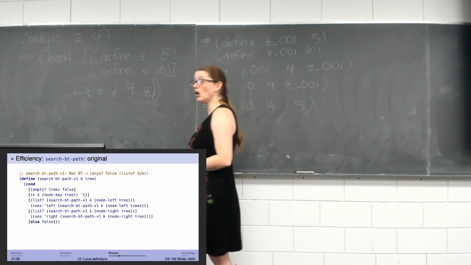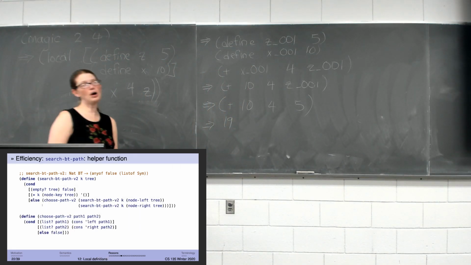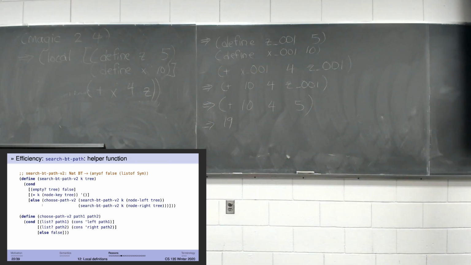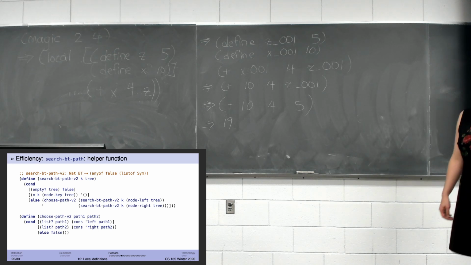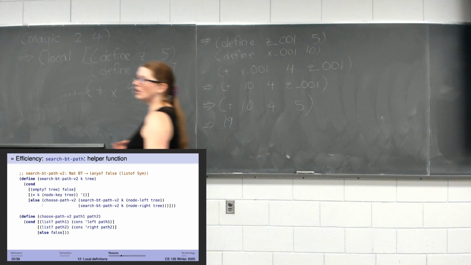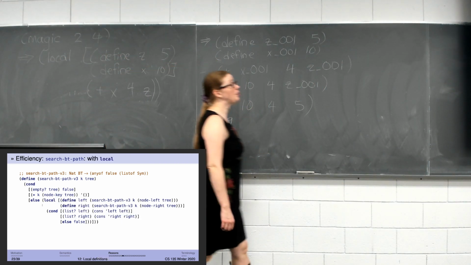We don't want to do that. So we can use a local to actually solve this problem. Now, we did solve it for the record before by using a helper. So we have this choose path helper. But again, what meaning does that function have to a user? Absolutely none. So why not use the local? Let's get rid of the need for all of that. And this is what you're left with.